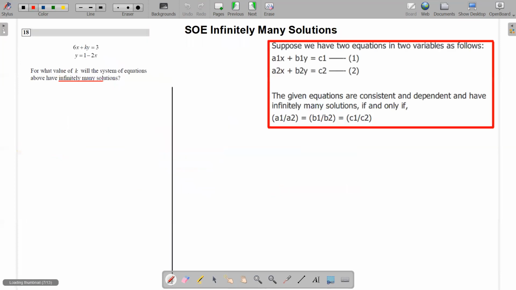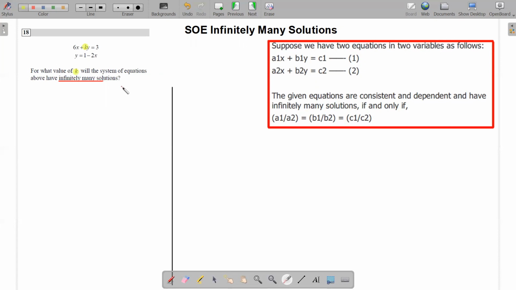Let's take a look at some exercises, starting with the case of infinitely many solutions. Usually a question on the SAT that is regarding infinitely many solutions or no solution is going to ask you about that specific case, like in this question. Here they're asking, for what value of k will the system of equations above have infinitely many solutions? Here, the question straight up is asking for the case of infinitely many solutions.